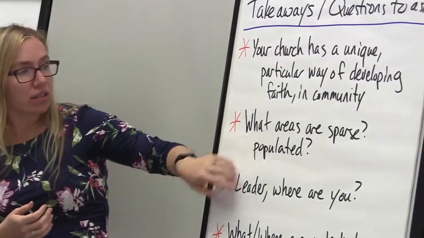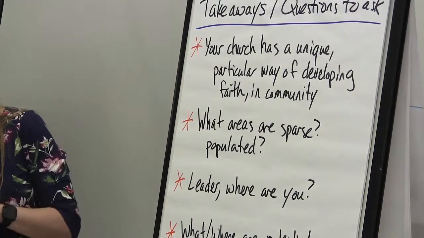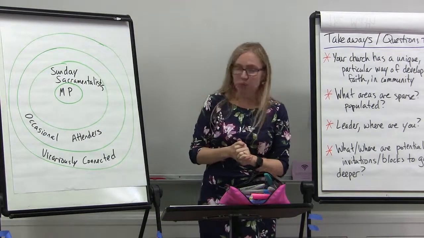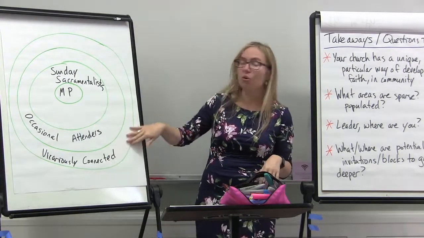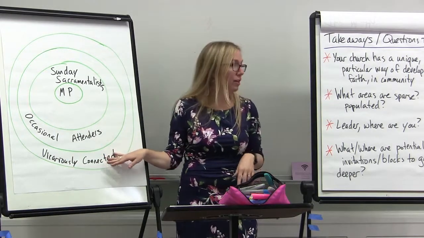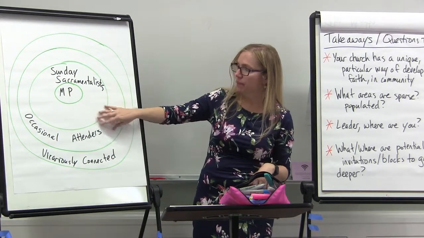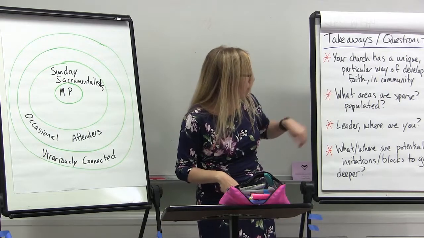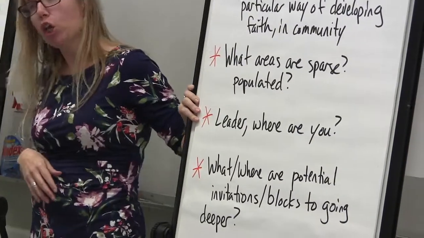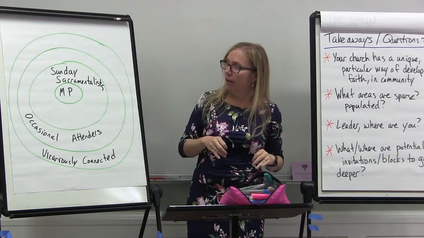Next, what areas are sparse or overly populated? I can think of a congregation here in our diocese that at least for a while was really buzzy and had a huge vicariously connected ring. People would come from all over the place to just visit them one time. And they struggled maybe with some of these. So what areas are sparse or populated in the model? This is a great question to ask. Leader, where are you? Where would you put yourself?